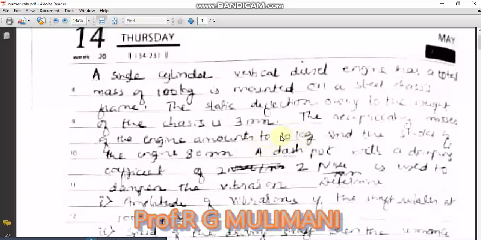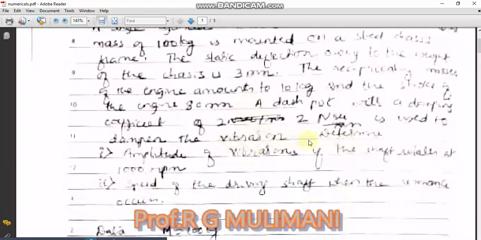Okay, total mass of the engine is 100 kg, but the reciprocating part is 10 kg, and the stroke of the engine is 80 mm. A dashpot with the damping coefficient 2 Newton second per meter is used to dampen the vibration. Determine the amplitude of vibration if the shaft rotates at 1000 rpm, and the speed of the driving shaft when the resonance occurs. Okay, you need to find the amplitude of the vibration and the speed of the driving shaft when the resonance occurs.